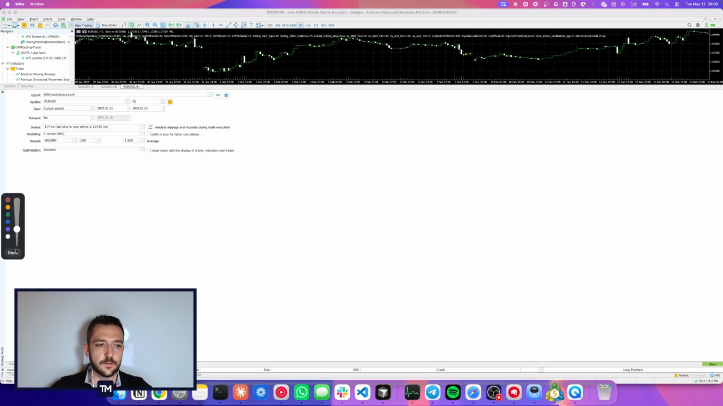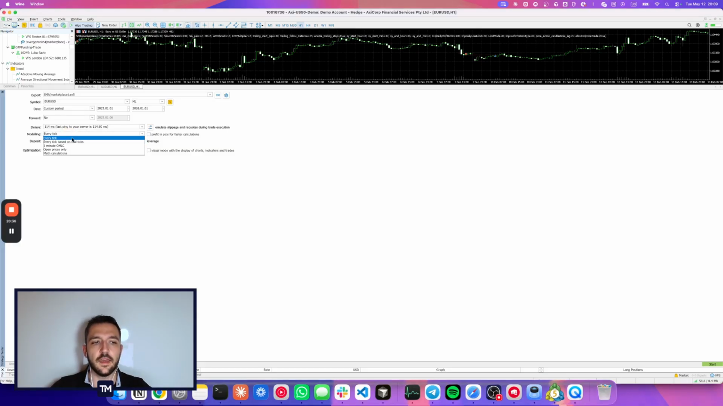Now, the difference between every tick and every tick based on real ticks is that every tick can be just a simulation by MetaTrader 5. So this is why the best option is to pick every tick based on real ticks. This is probably going to be the slowest, but it is going to be the best option there is. That is very important, and I always suggest using this.